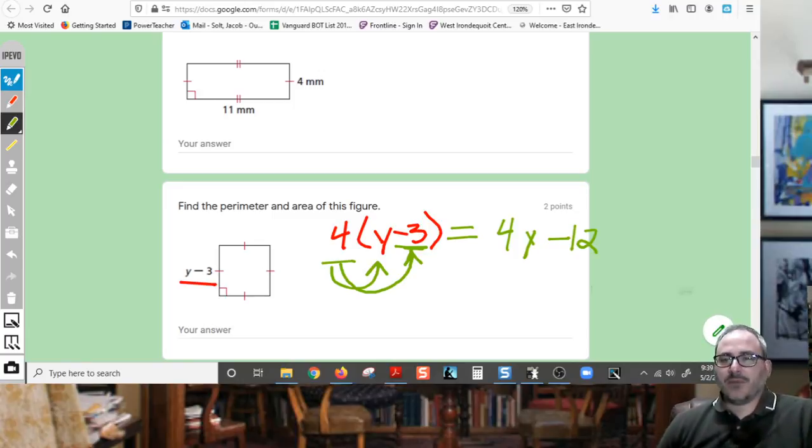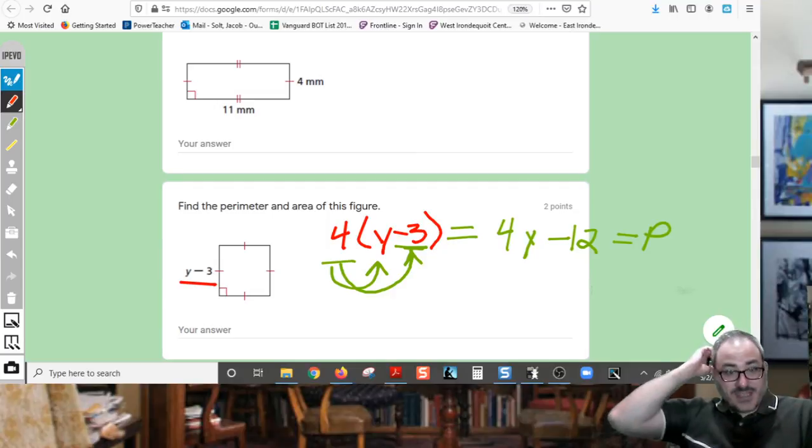So here is my perimeter right here. My perimeter is 4y minus 12. Let's do the area. Well, what is area? Area is going to be one side times the other side, right?